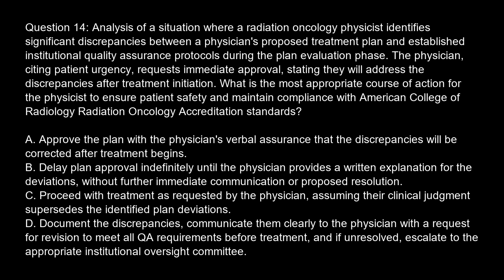Option A. Approve the plan with the physician's verbal assurance that the discrepancies will be corrected after treatment begins. Option B. Delay plan approval indefinitely until the physician provides a written explanation for the deviations, without further immediate communication or proposed resolution. Option C. Proceed with treatment as requested by the physician, assuming their clinical judgment supersedes the identified plan deviations. Option D. Document the discrepancies, communicate them clearly to the physician with a request for revision to meet all QA requirements before treatment, and if unresolved, escalate to the appropriate institutional oversight committee.